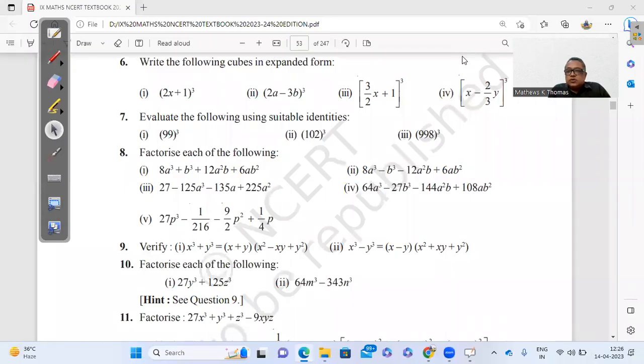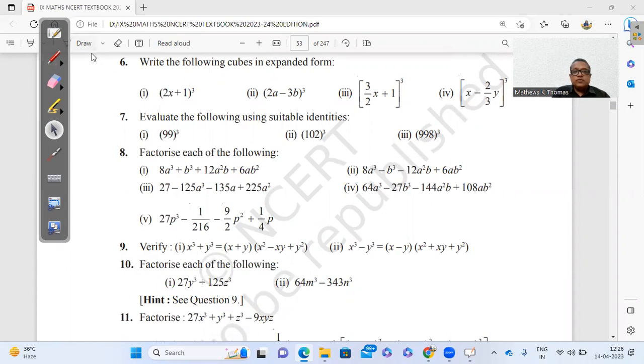Hello everyone. So today we are going to do question number 6 onwards, that is writing the following cubes in expanded form. So I hope you have done up to question 5 and you completed all the previous exercises as well. So we are starting with 2.6 today. The sixth question of this exercise, 1 to 5 we have already done.